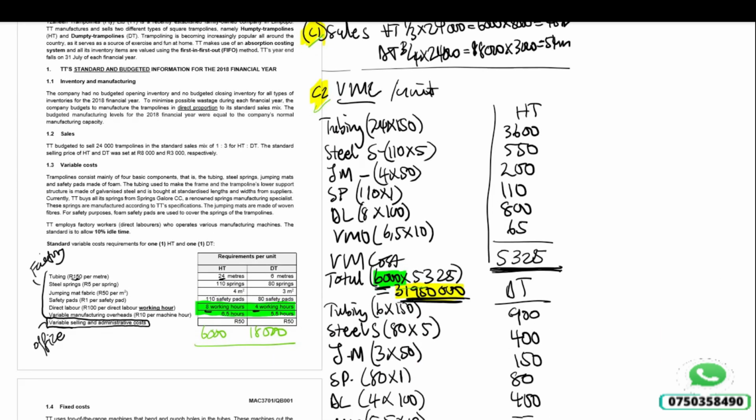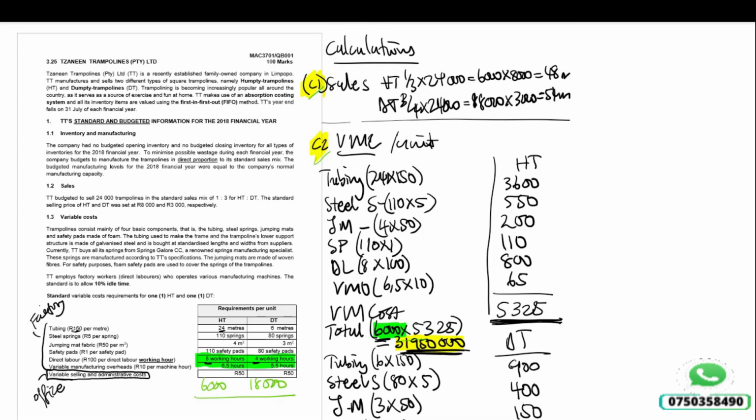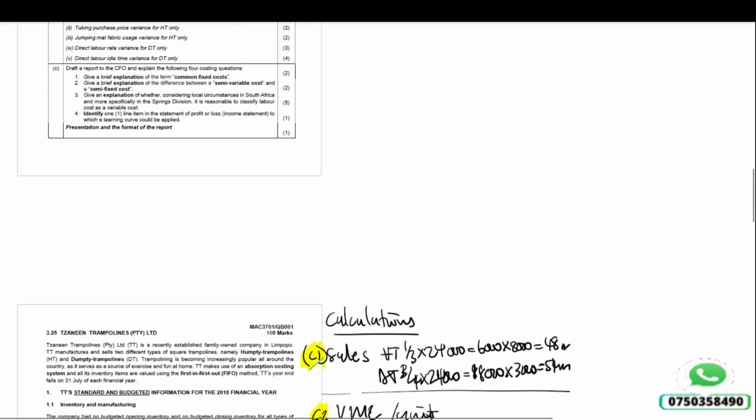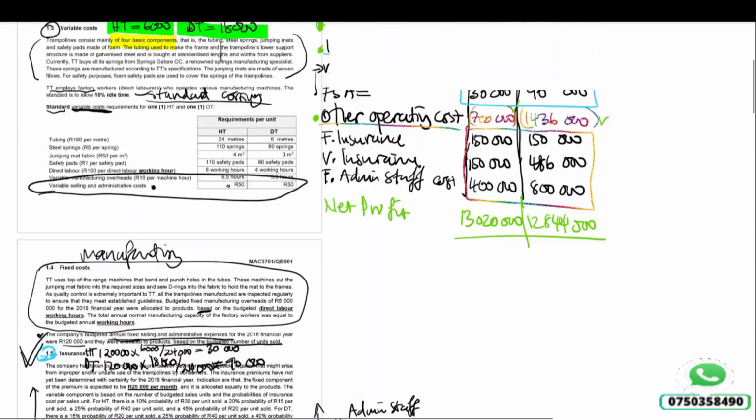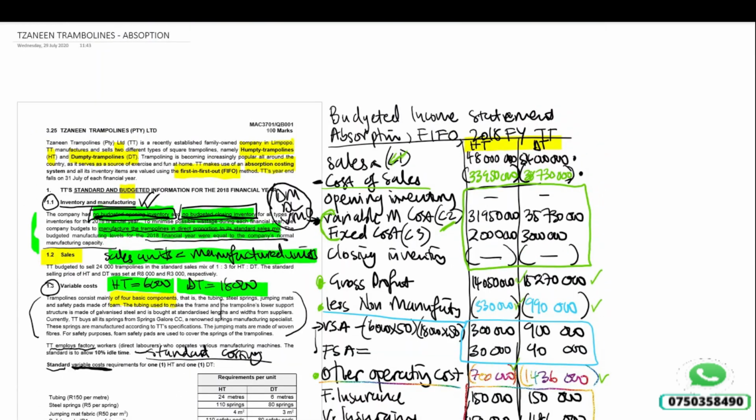Okay, so this is one particular example of how to do a budgeted absorption costing statement. Just a recap of the procedure, the process that you need to take. So remember what I said, right? First of all, when you're faced with this question, remember I told you this question is very, very important.